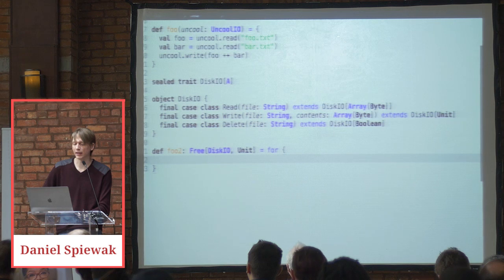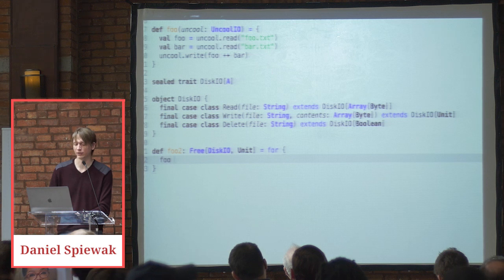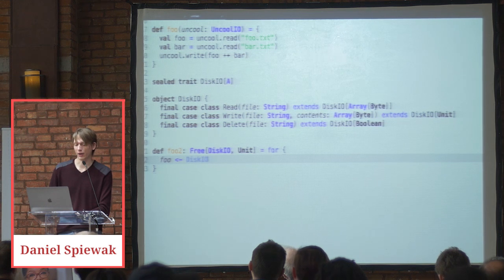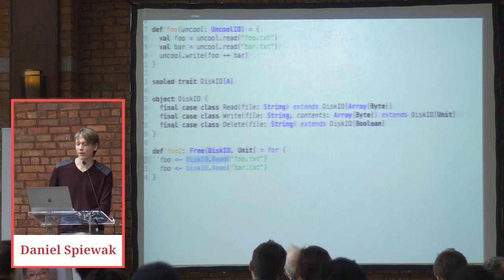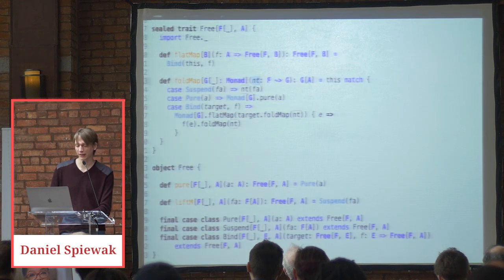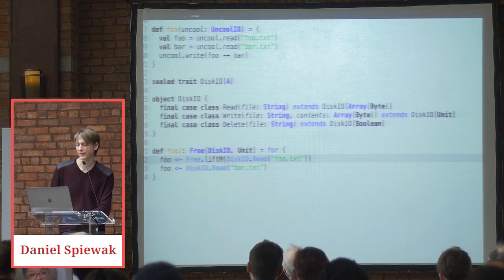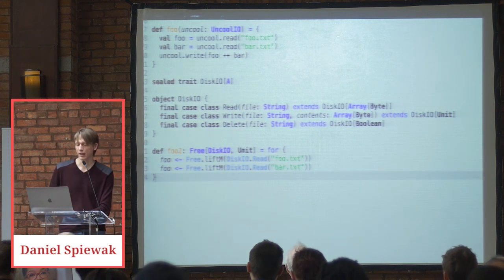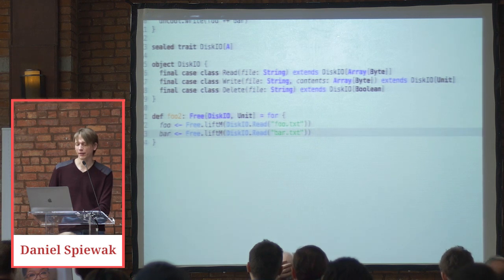So we can translate this program up here in terms of this particular disk IO. We would say foo produces to disk IO.read, read of foo.txt, and then we would want to have bar.txt. But this is a little tricky, because disk IO.read isn't in the free monad yet, so we have to actually do free dot, I think we call it liftM. Yeah, we call it liftM. Free.liftM of this thing, and free.liftM of this thing. So now we've got our foo and our bar.